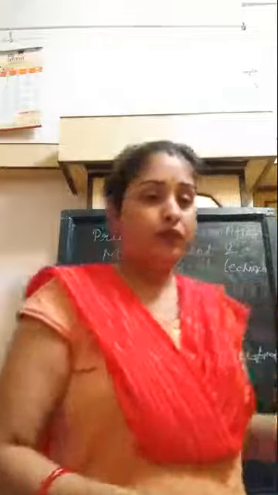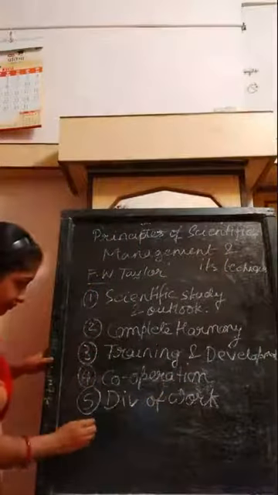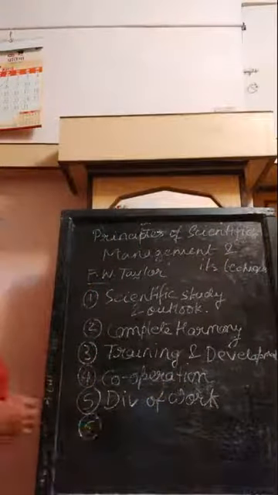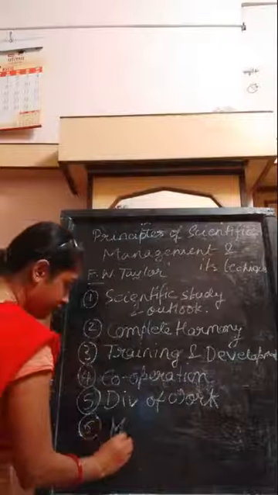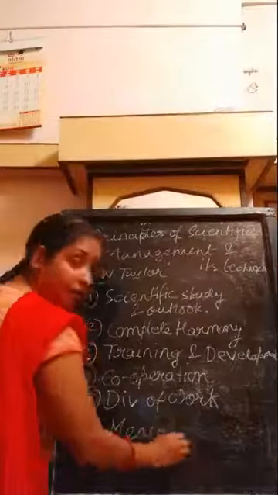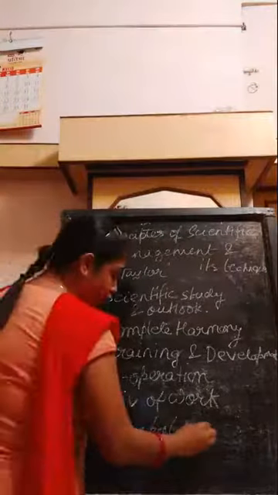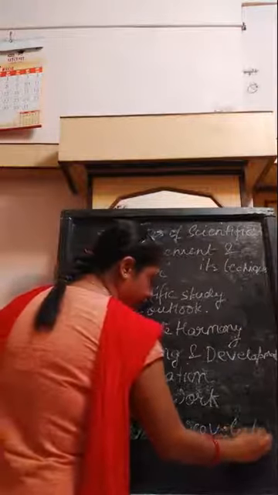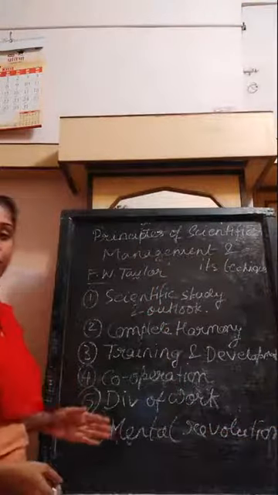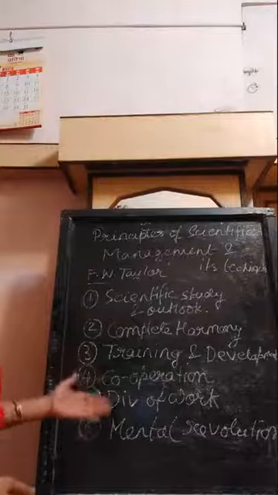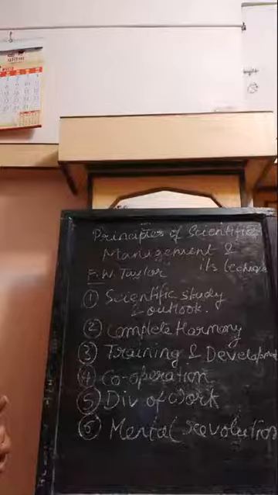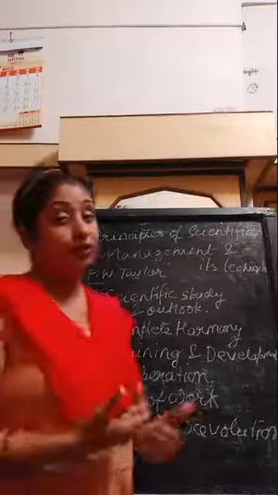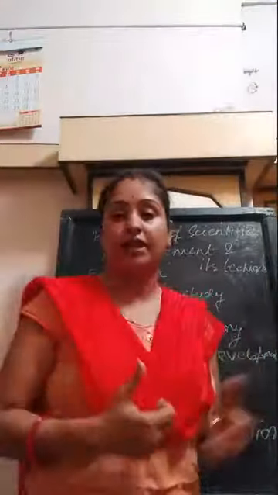Now the next point is point number 6, which is maximum prosperity, which we can call mental revolution. This is another important point, mental revolution. This brings maximum prosperity for the employee as well as the management. It brings higher profit, better remuneration for the employees and higher profit for the organization also.